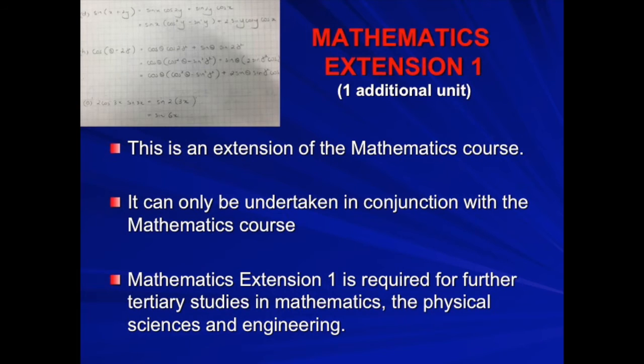If you wish to extend yourself further, then you can of course study Mathematics Extension 1. Now this is one additional unit and I will explain that on the next slide. This is an extension of the mathematics course and it can only be undertaken in conjunction with mathematics. So that means general mathematics students do not have the option of studying Mathematics Extension 1. Mathematics Extension 1 is required for further tertiary studies in mathematics, the physical sciences and engineering.